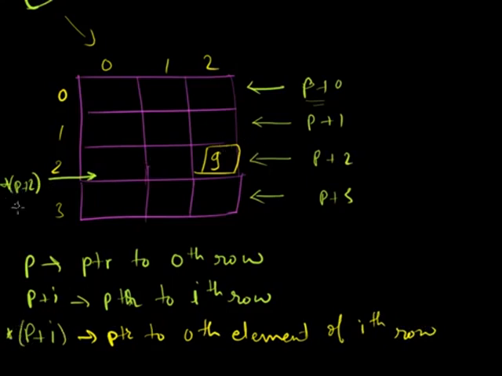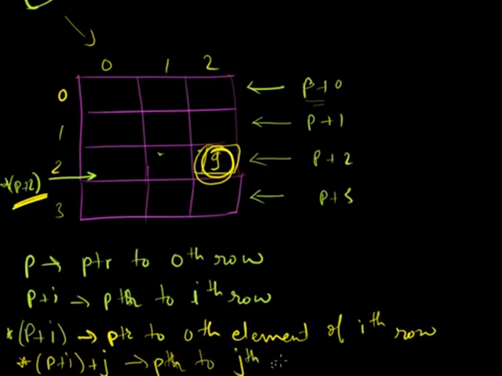Now you have to get to this number. Now how far away is this number from the 0th element of this row? So we will have to increment the pointer by 1 and 2. So p plus i plus j will give the pointer to the jth element in the ith row.